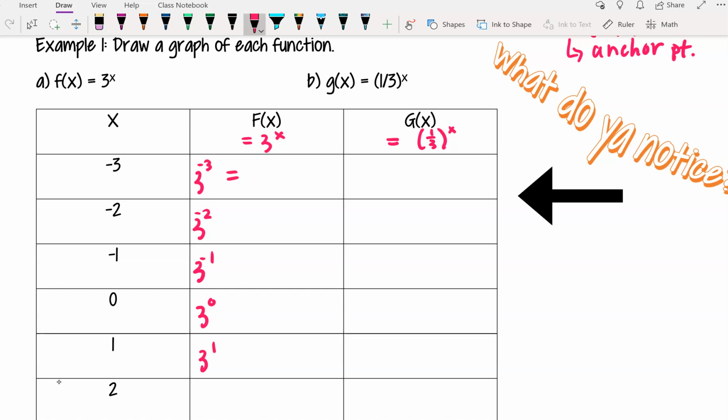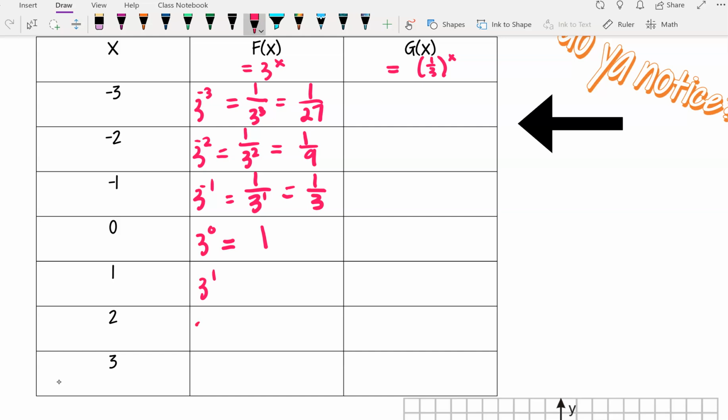So 3 to the negative third, if you remember from negative exponents, that means you have to move it to the denominator. And then 3 to the third is 27, so 1/27. Same idea, 3 to the negative second is really 1/3 squared, which is 1/9. And then 3 to the negative first is 1/3 to the first, which is just 1/3. Your zero property says that anything to the 0 is 1, so 3 to the 0 is 1. And then we can continue doing the rest of these.